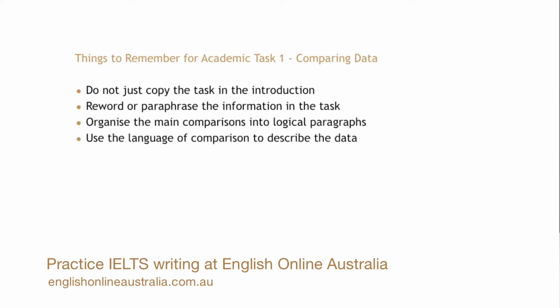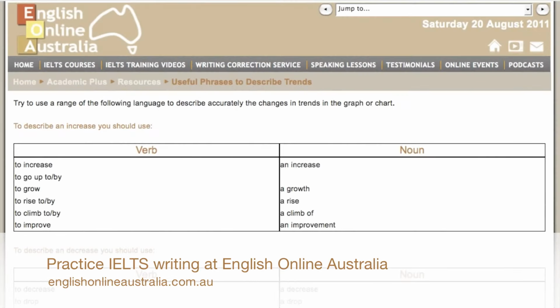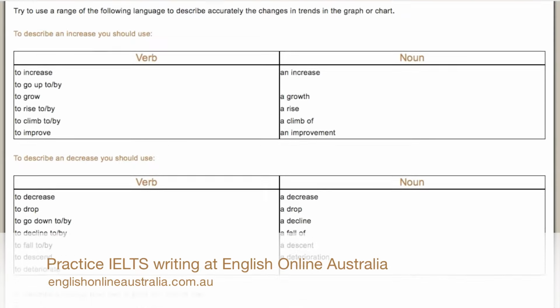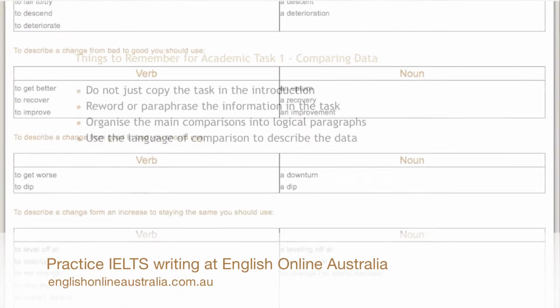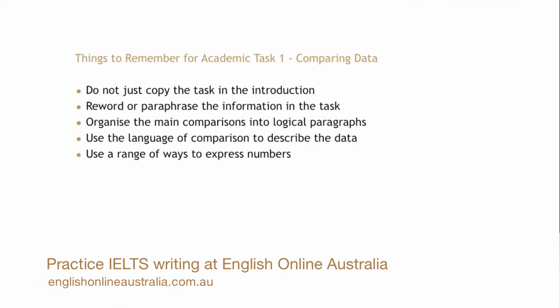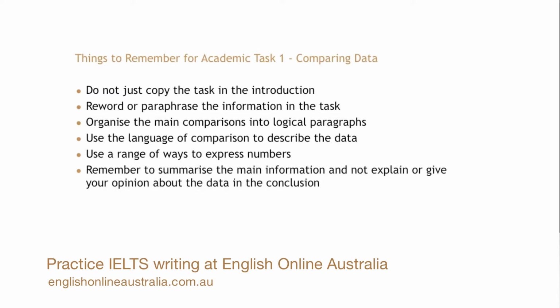You also need to use the language of comparison to describe the data, and there are a large number of ways you can do that. You also need to use a range of ways to express numbers, within sentences and within brackets. Finally, for the conclusion, remember to summarize the main information and not explain or give your opinion about the data.